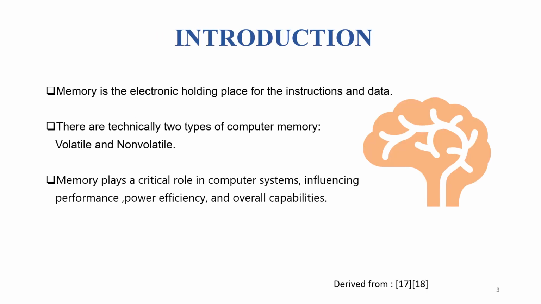Okay, so what is a memory? Memory is the electronic holding place for data and instructions. Technically speaking, there are two types of memory: volatile memory and non-volatile memory. The memories that can retain their contents when power is lost are non-volatile memories, and those memories which lose their contents when power is lost are volatile memory.